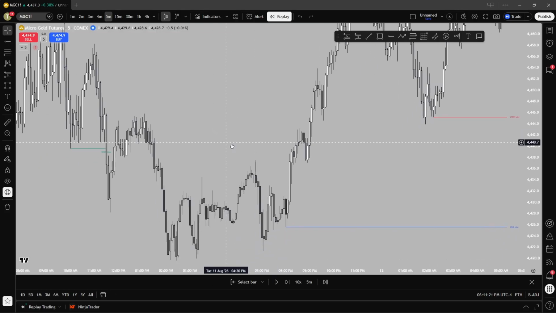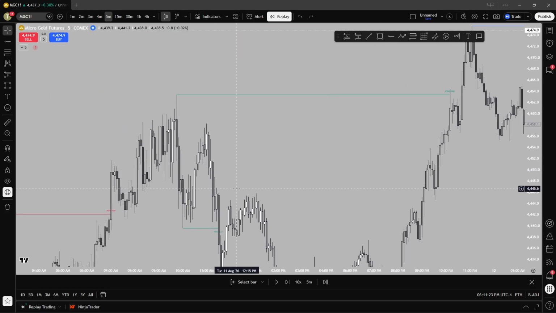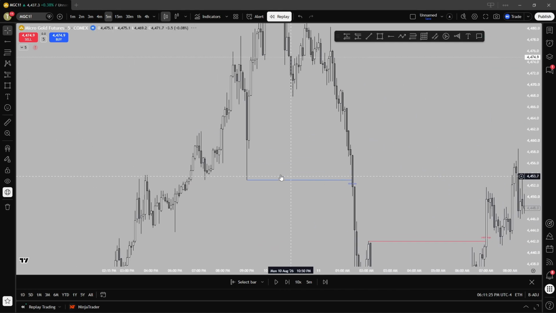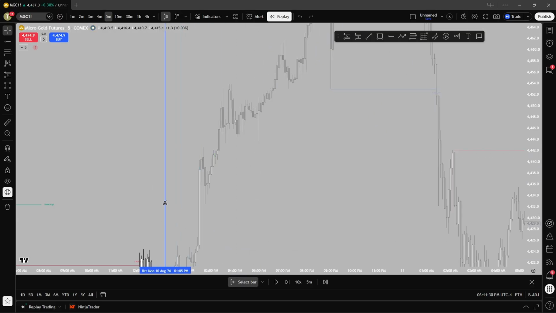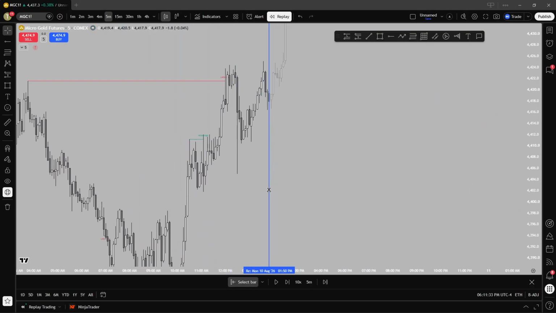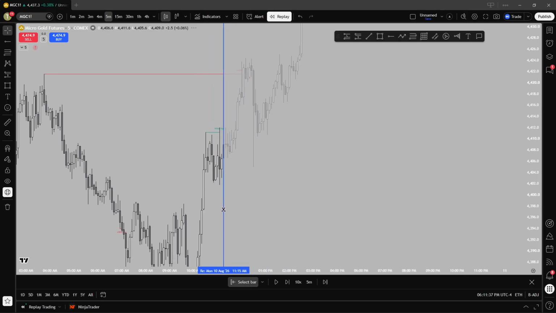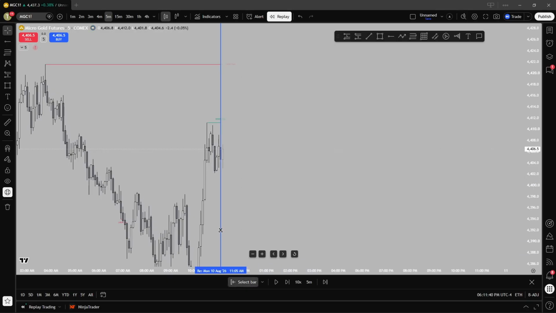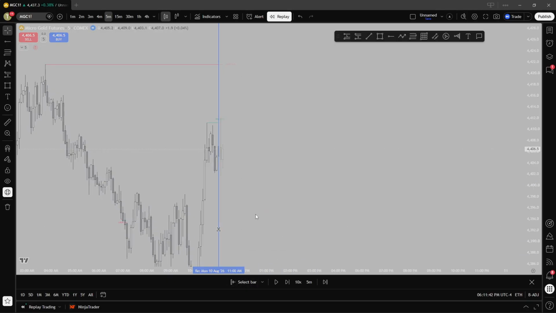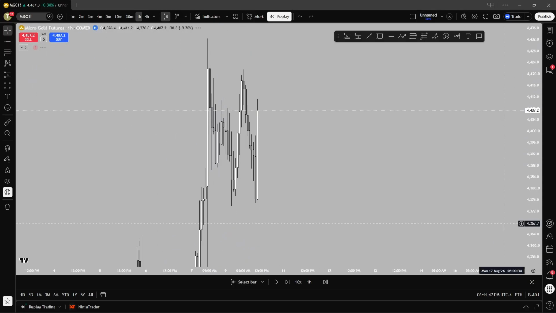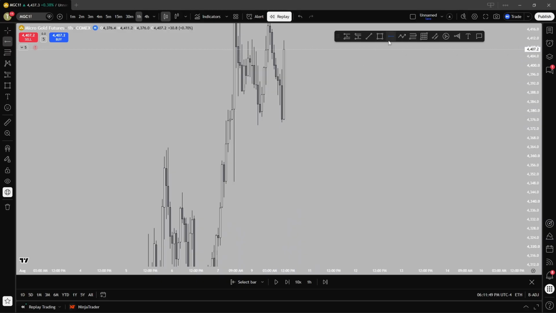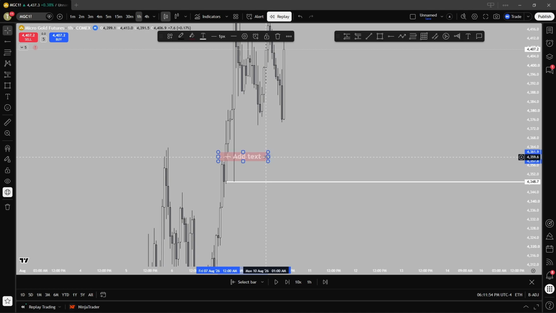So, let me see if I can find one more example for you guys. Let's see. Examples. Here's one. Boom. I'll go back one more. There we go. Come here on a 1 hour. That price is going to come way down here, but the only reason I'm interested in that is because we're holding this gap. Boom.